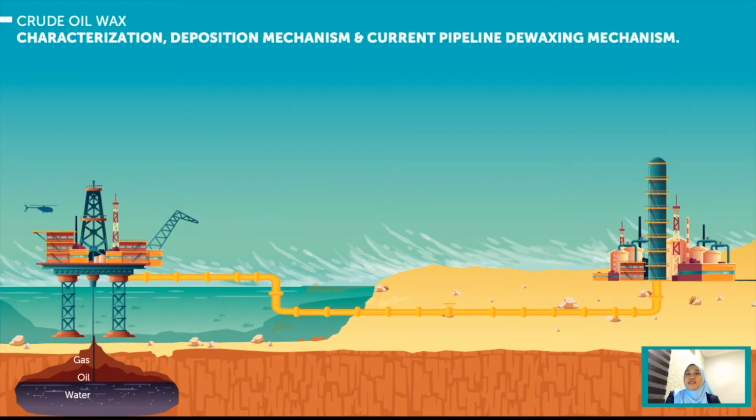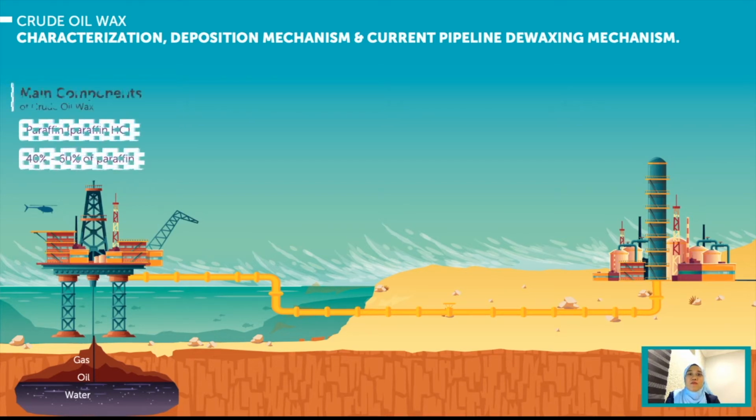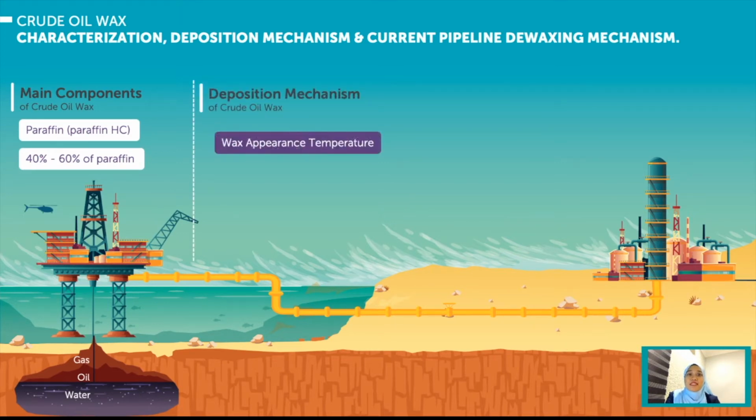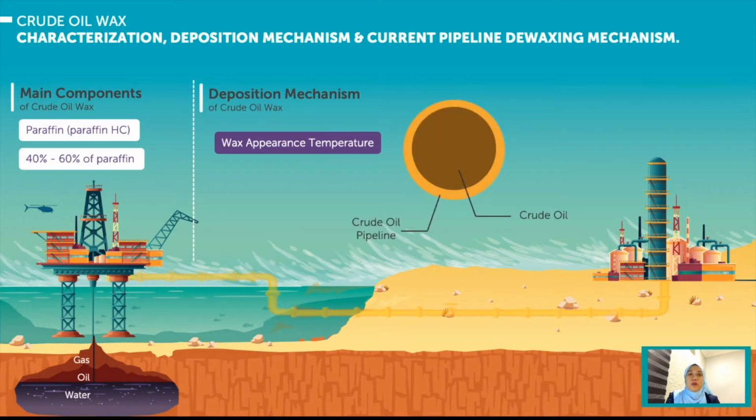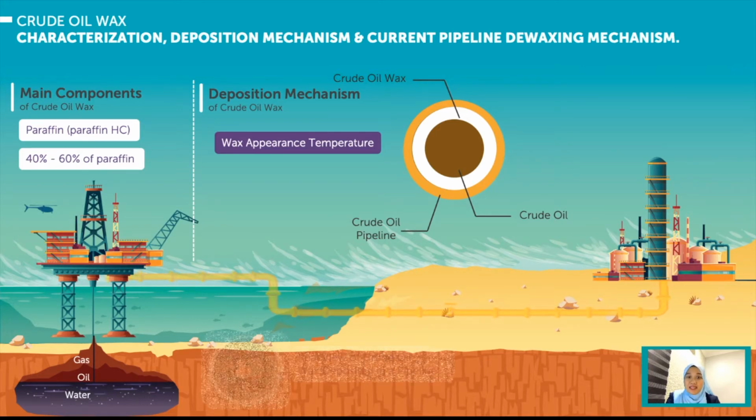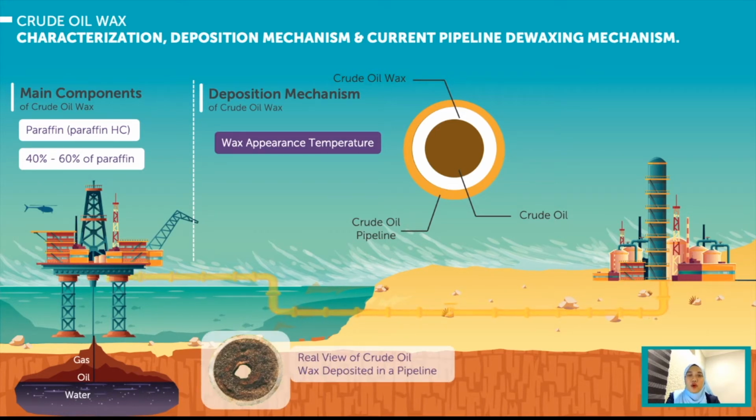Now, what is crude oil wax and how does it develop? Crude oil wax contains 40 to 60% of paraffin and is deposited when the temperature reaches the wax appearance temperature. Say, for example, over here we have a crude oil pipeline with crude oil flowing into it. When the temperature reaches WAT, crude oil wax will be deposited at the wall of the pipeline. And this is the real view of crude oil wax deposited in a pipeline.